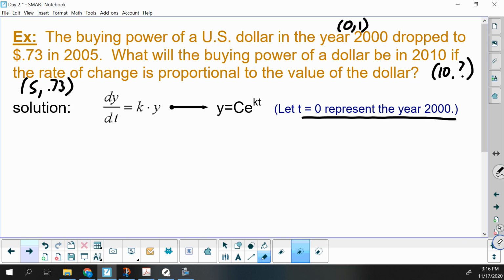if the rate of change is proportional to the value of the dollar. All right, that last line, we need it to go off in our head. Oh, we're dealing with exponential. We've got y equals c times e to the kt. Let's just fill in what we know. Our initial amount was 1. We can sub in our other point, the 5 and the 0.73. So we'll have 0.73 equals 1 e to the k times 5.